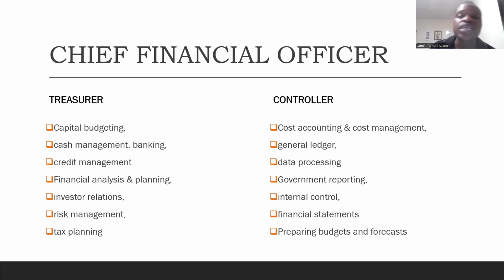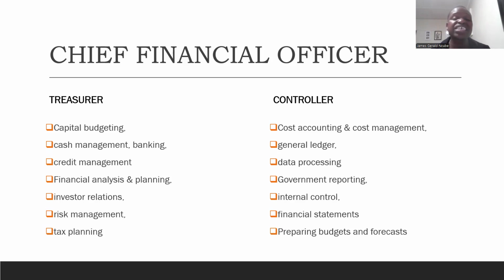Then also, the treasurer is the one who does cash management, who does the banking for the organization. He manages the cash of the organization to make sure that we always have enough cash within the organization. He's the one who also sets the credit management, which tells us if we can sell our products on credit, what are the credit terms that we are offering to our customers, whether they pay interest or not, what is the credit policy, which people can we give credit to.